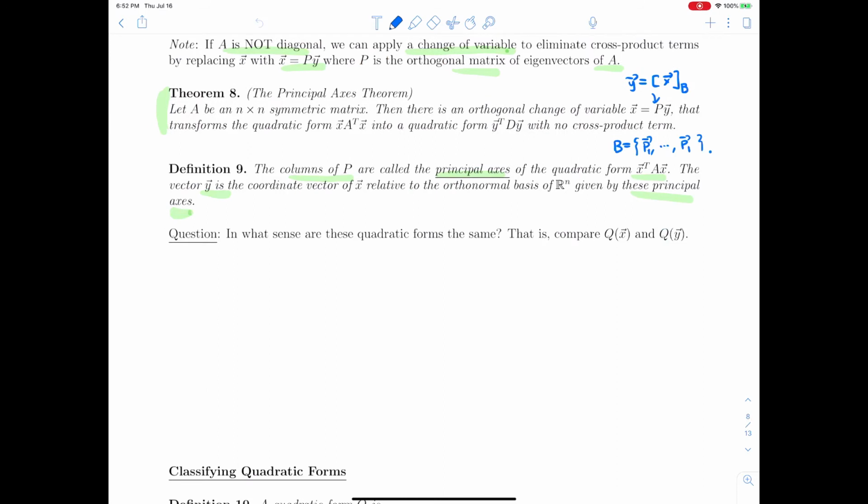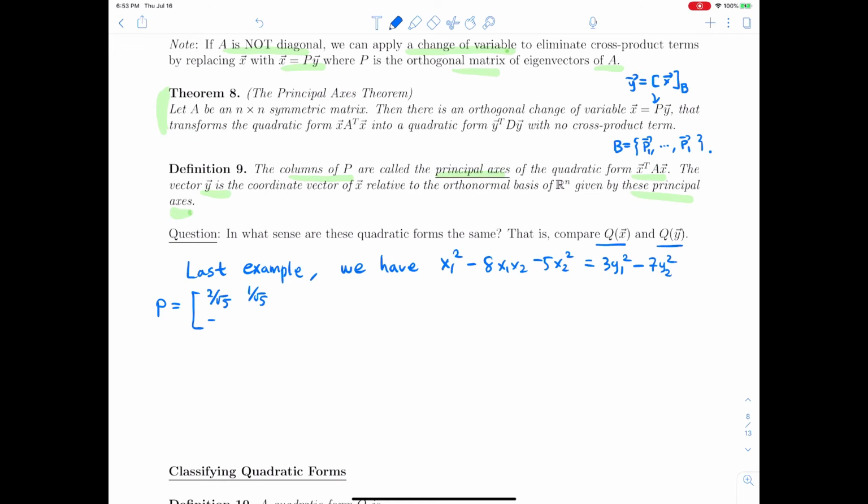So when you change the variable from x to y, you don't actually change the quadratic form. For example, if you calculate q of x and q of y in the previous example, they should be the same. So let's quickly recall the previous example. We had x1 squared minus 8 x1 x2 minus 5 x2 squared, which was the same as 3 y1 squared minus 7 y2 squared. And we had P equal to 2 over square root of 5, 1 over square root of 5, negative 1 over square root of 5, and 2 over square root of 5.